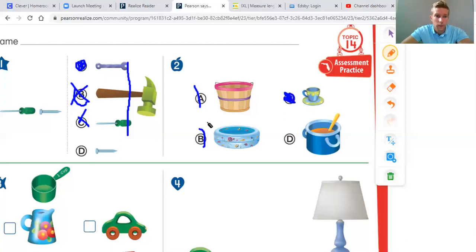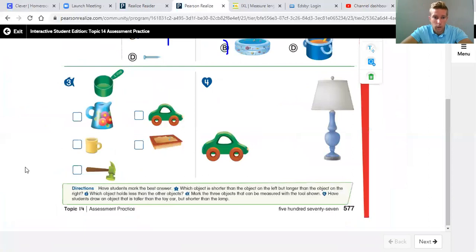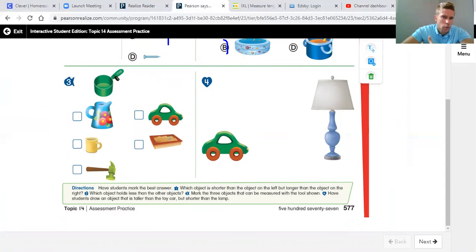Okay. Let's move on. Number 3, all right? Mark the objects, the 3 objects that can be measured with the tool that is shown. So what is this tool here? You need to look at this tool here and say, Mr. Nielsen, I know that's a measuring cup. Yes, great job, measuring cup.